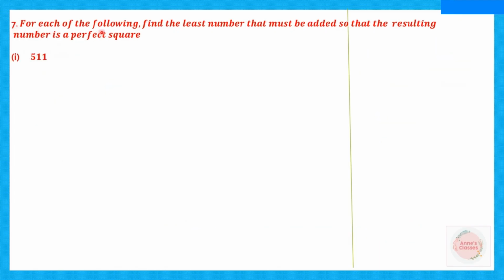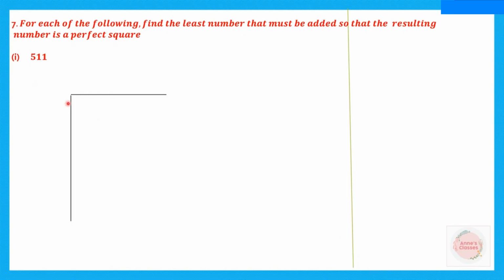Question 7. For each of the following, find the least number that must be added. This time it's adding so that the resulting number is a perfect square. We have a number given to us, 511. This is not a perfect square, but we have to add a certain number to this to make it a perfect square. Now, how do we find it? Again, let's use the division method.